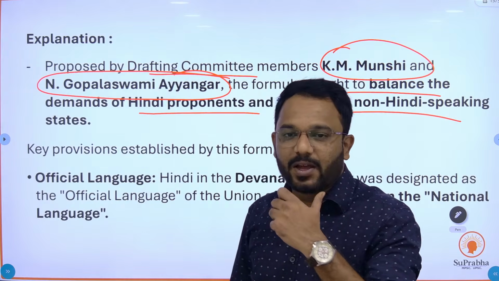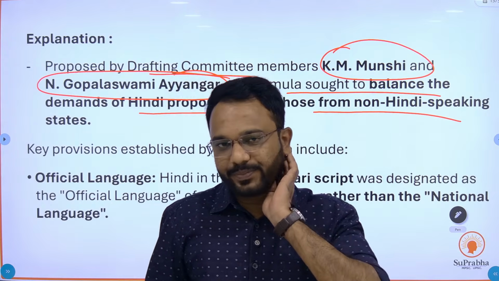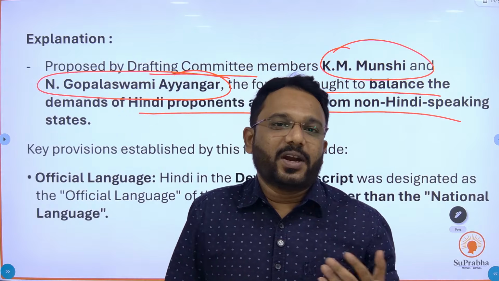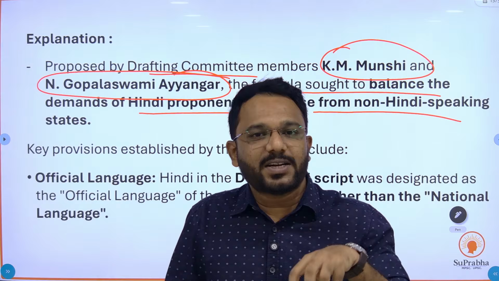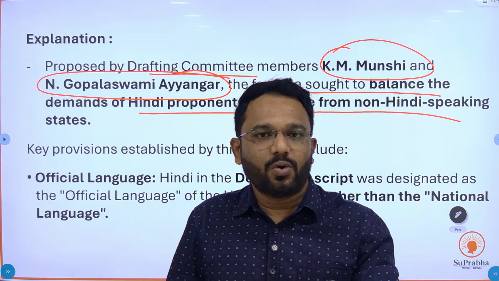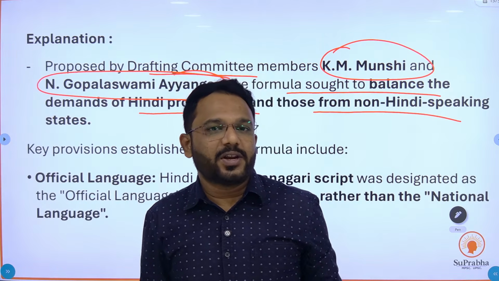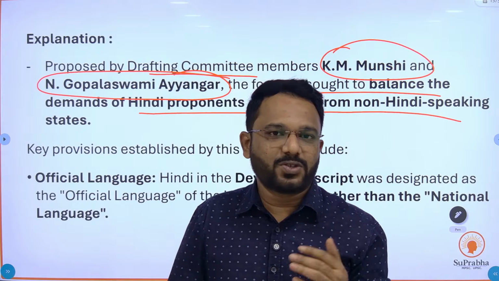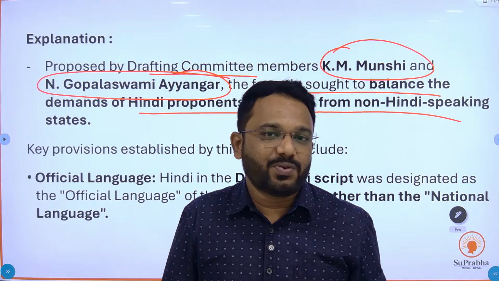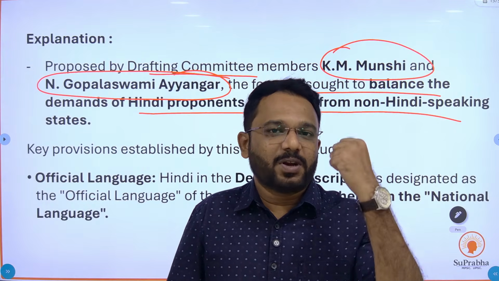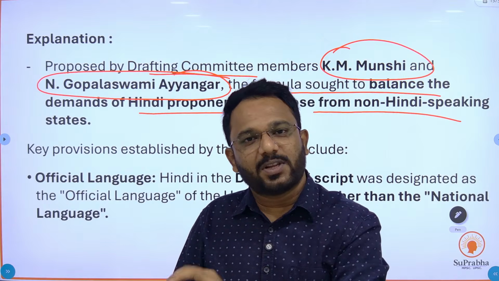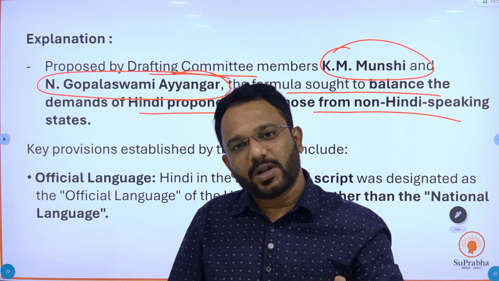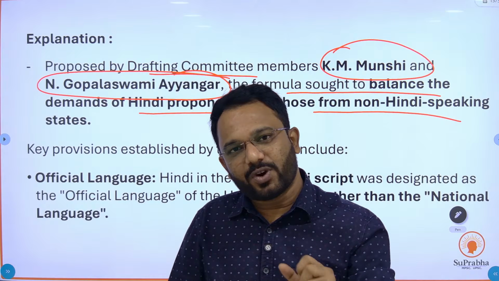When India got independent, after getting freedom, the states were demanding structural reorganization of their boundaries according to language. Marathi speakers said we want Maharashtra, Telugu speakers said we want Andhra Pradesh, Tamil speakers wanted Tamil Nadu, and Kannada speakers were demanding Karnataka.